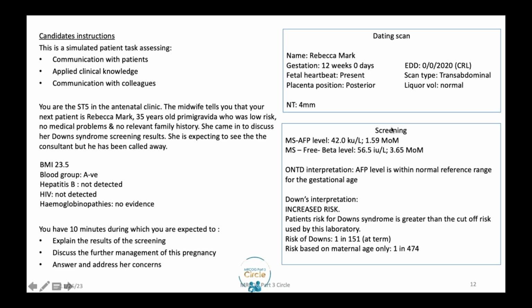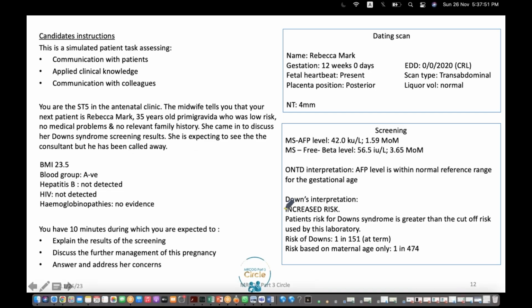You have her screening test. Usually, just not to waste time, look at the interpretation. Is it increased risk or not? That's all you need to know. Here I would look at increased risk and look at the number, because I would explain that to the patient.